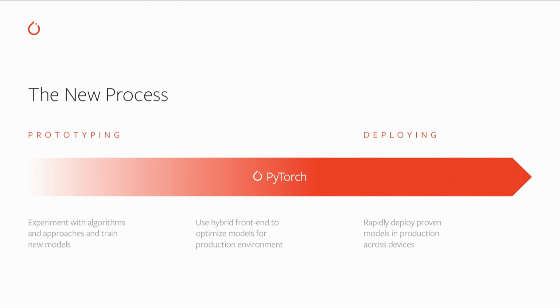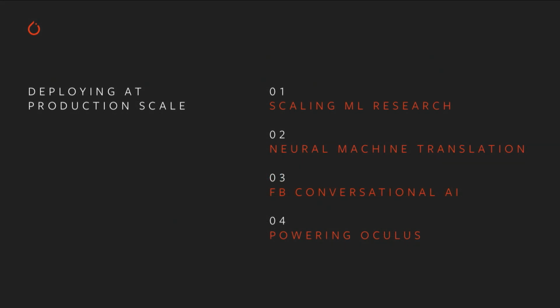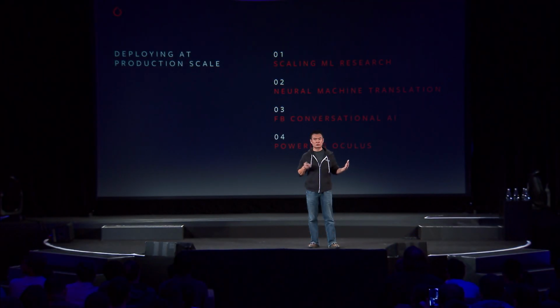We all heard about this morning during the deep dive. So next, I want to introduce several different topics. Different speakers come here to talk about deploying PyTorch at production scale at Facebook. The topics include scaling ML research, neural machine translation, Facebook conversational AI, and powering Oculus. That's all from research to production at massive scale. Without further ado, let me introduce Michael to talk about scaling ML research. Thank you.